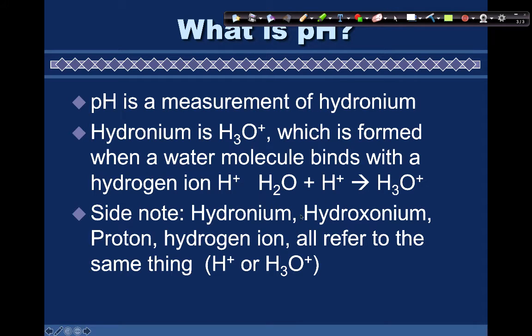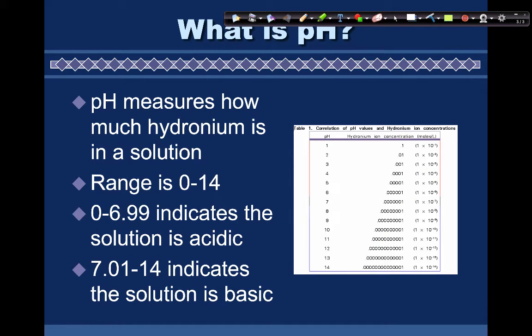Just so you know, if we talk about hydronium, protons, or hydrogen ions, it really all talks about the same thing. You might see it as H+, or you might see it as H3O+. A lot of people will use these terms and symbols interchangeably. Okay, so pH tells us how much hydronium you have in a solution or a substance.